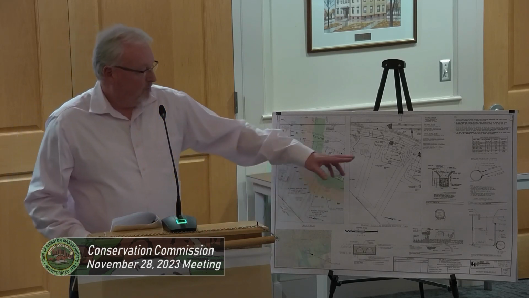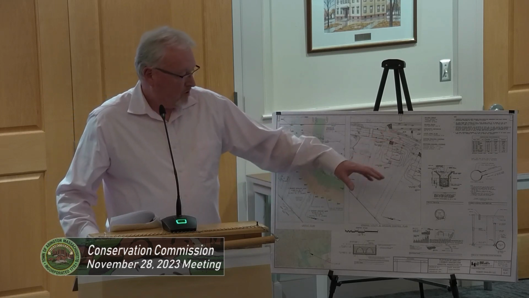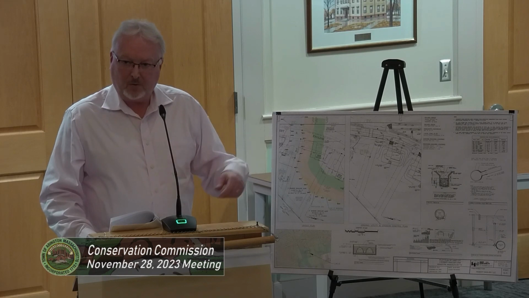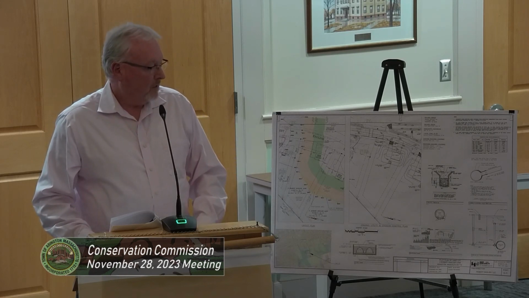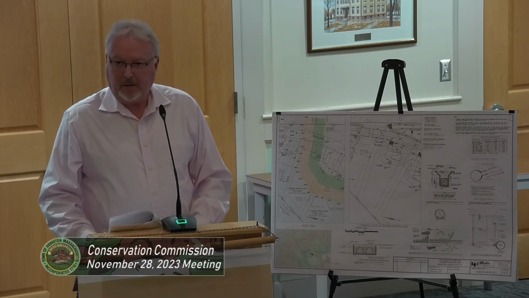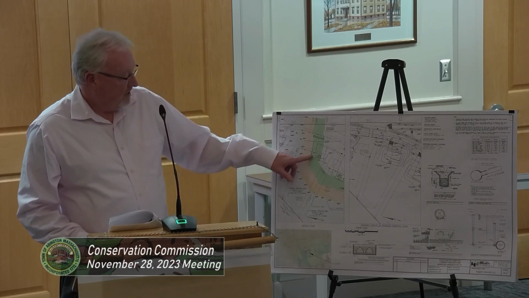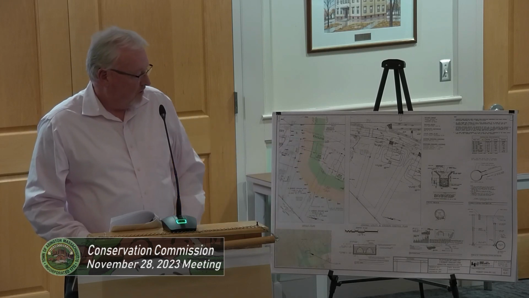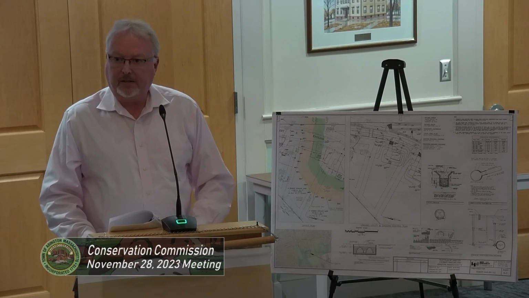As far as the proposed grading, it's just around the residences to provide a driveway and good access, and to shed water away from the houses. There's not really significant proposed grading. You can see the work is just outside the 50-foot buffer for the residences, with some minor grading in there.